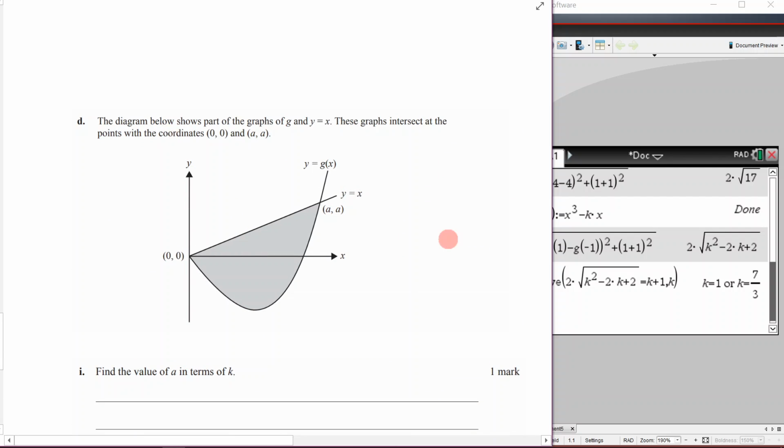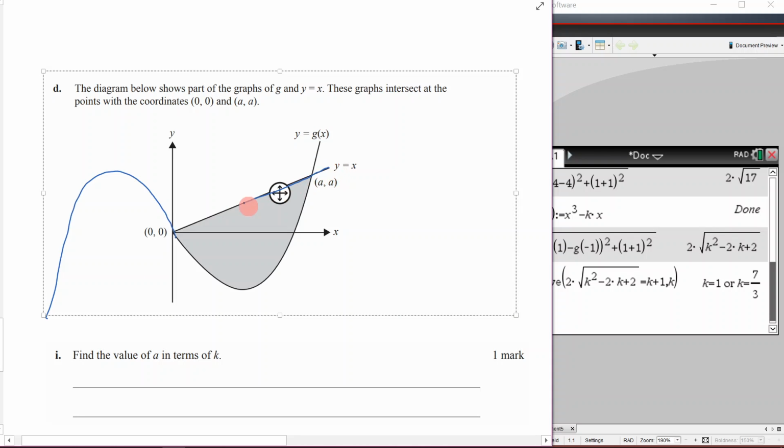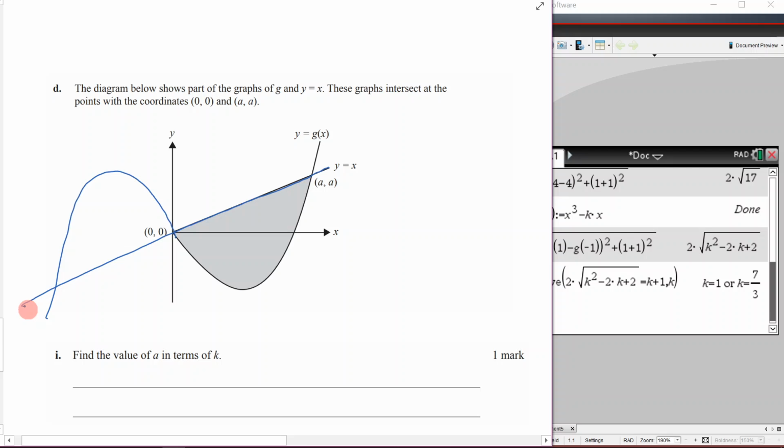The diagram below shows part of the graph G. So here it is. So it's only part of the graph. Remember, this thing's a cubic. So it's going to look something like that, but they're just showing part of the graph. And y is equal to x. So y is equal to x. It would look like that if we would extend it down. But we're just concerning ourselves with what has been drawn here.